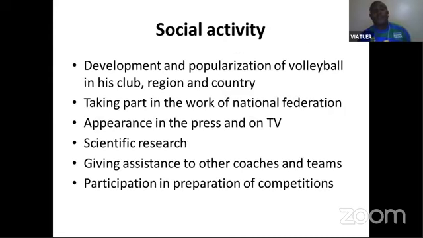Then, the coach also has to be involved in social activities in society. He has to develop and popularize volleyball in his club, in the region, and in the country. He has the responsibility of taking part in the work of the National Federation. He has to appear in the press, on TV, and on social media. He has to do scientific research to stay updated on what is changing.